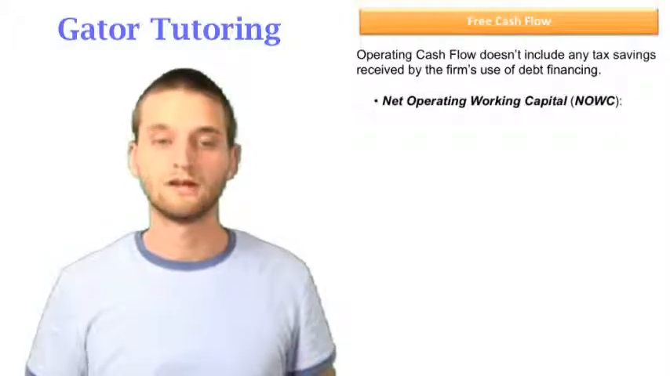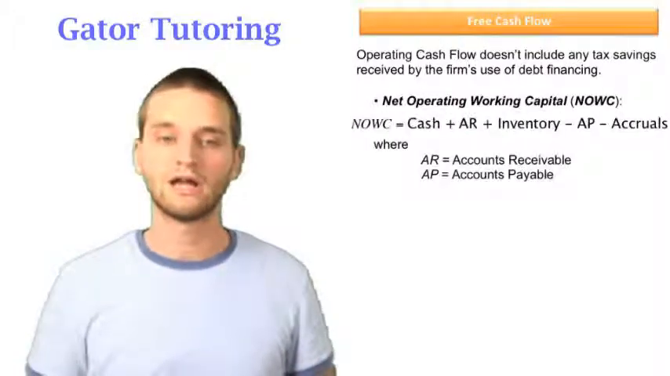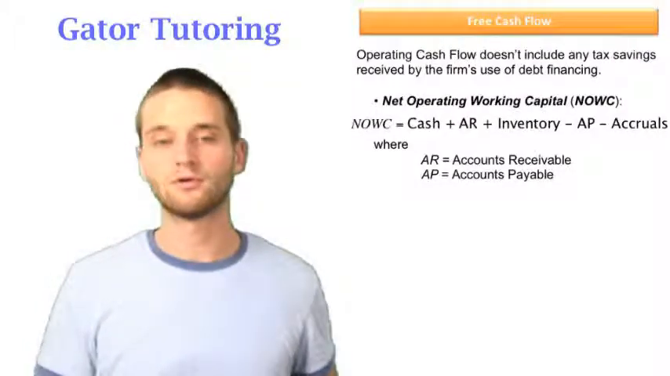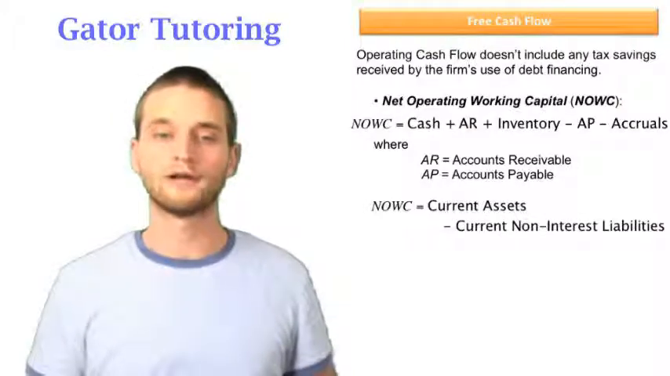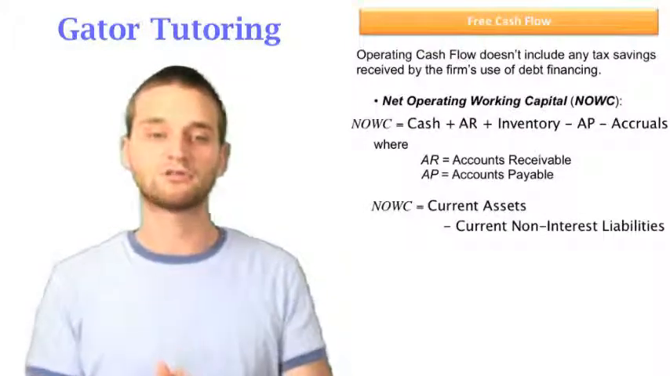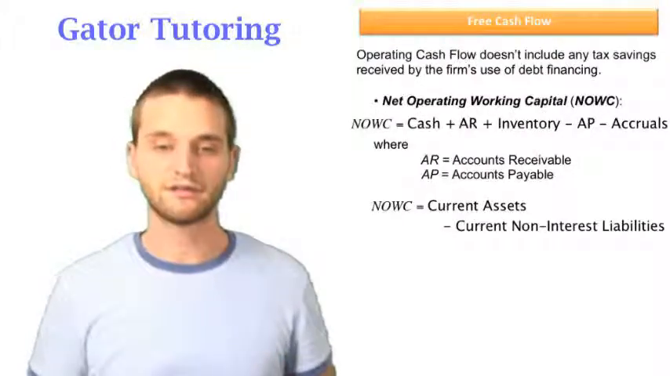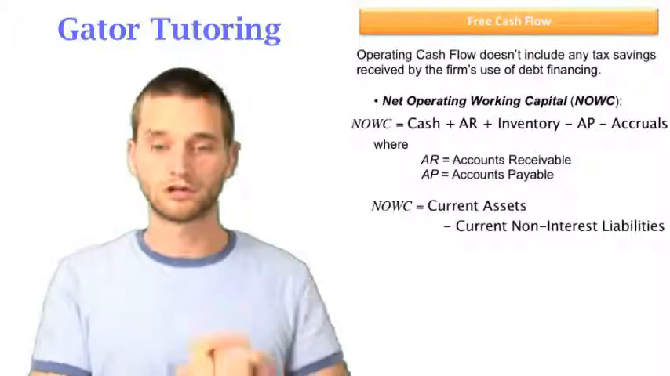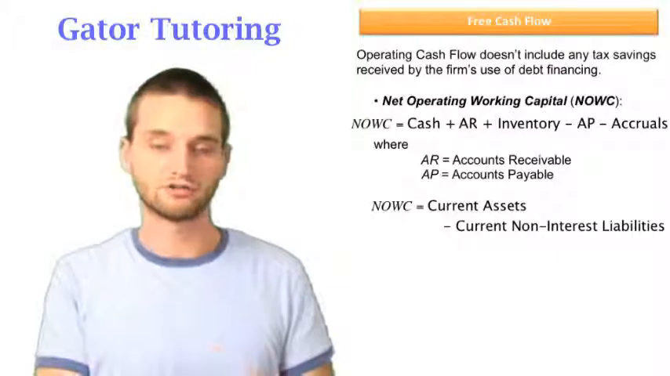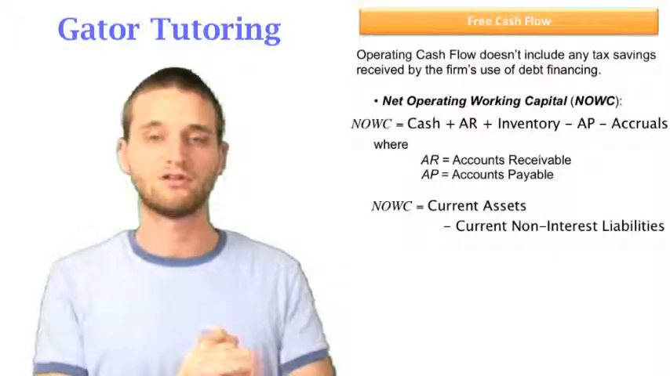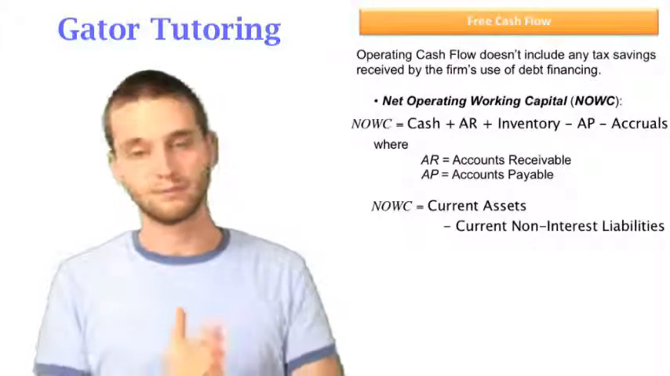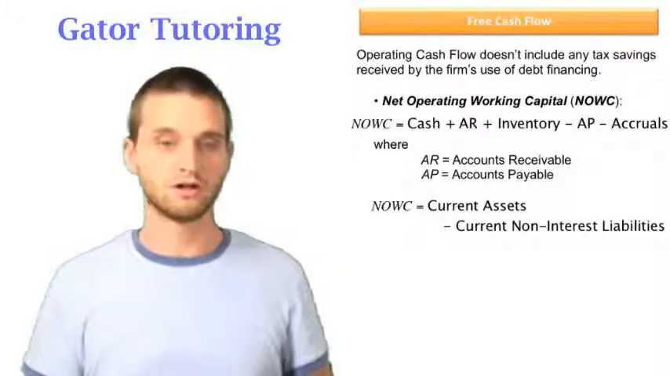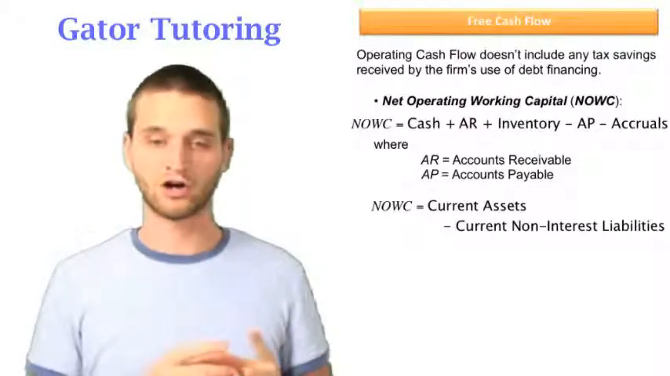Net operating working capital, NOWC, is equal to cash plus accounts receivable plus inventory minus accounts payable minus accruals. Or if you recall, cash plus accounts receivable plus inventory is referred to as current assets. Accounts payable plus accruals plus notes payable were our current liabilities, but we only want the current non-interest liabilities to subtract from our current assets. So we can call the accounts payable plus the accruals current non-interest liabilities. And then we get this new equation for net operating working capital, which is just our current assets minus our current non-interest liabilities.